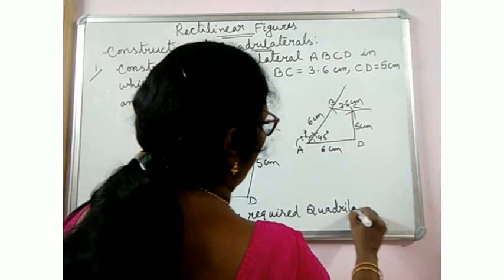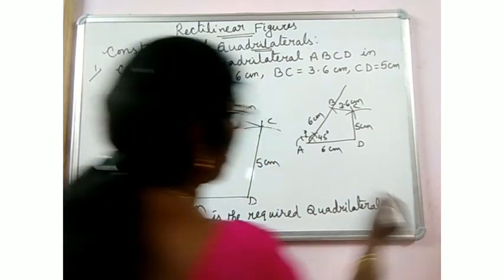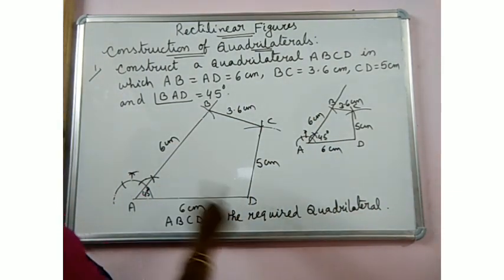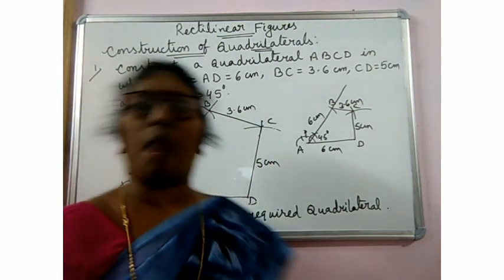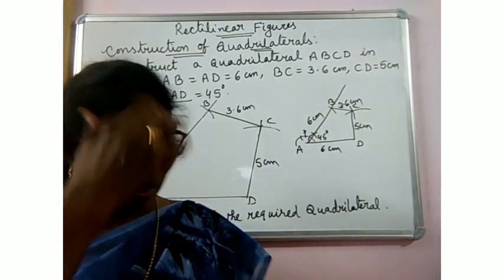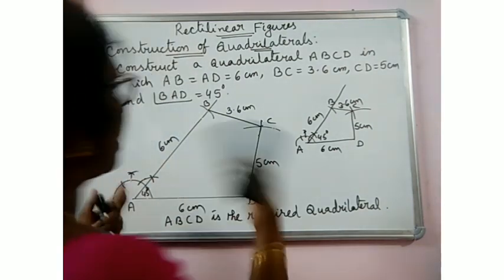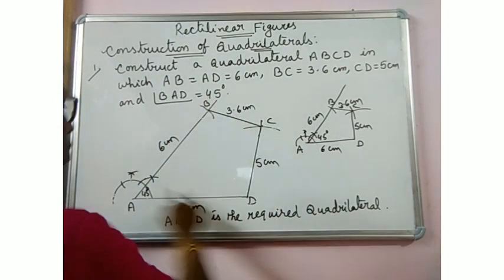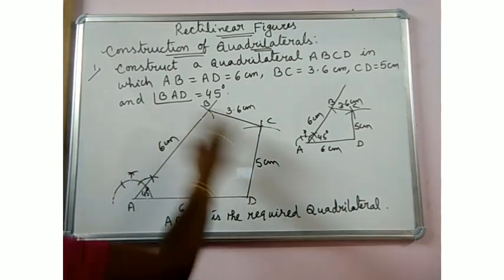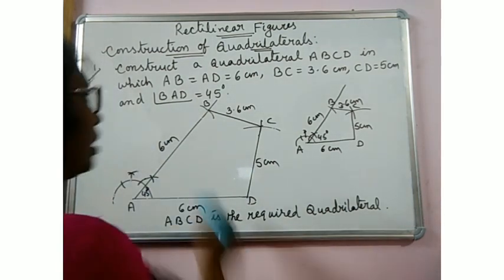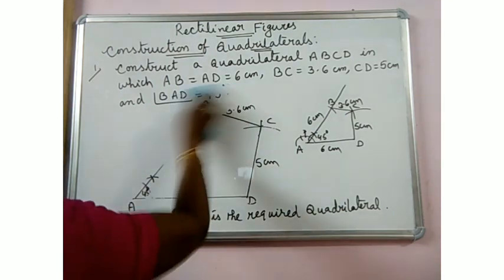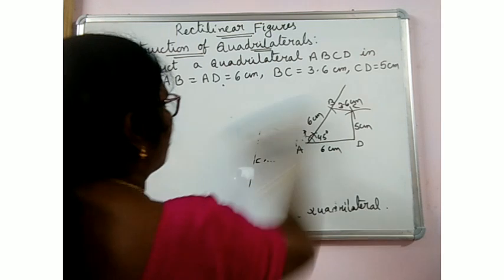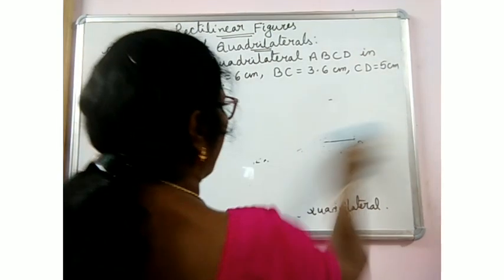Sometimes the question will be given like this: construct a quadrilateral ABCD like this, and measure angle BCD, measure angle ADC. You have to measure and write. Now let me explain one more. Here, 4 sides and 1 angle were given to you. This is how to construct. Now, if 3 sides and 2 angles are given to you, how do you construct? Let me explain.